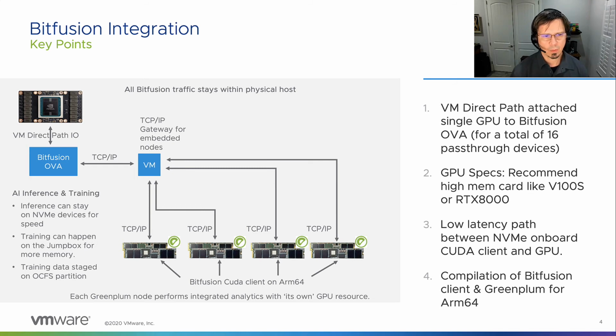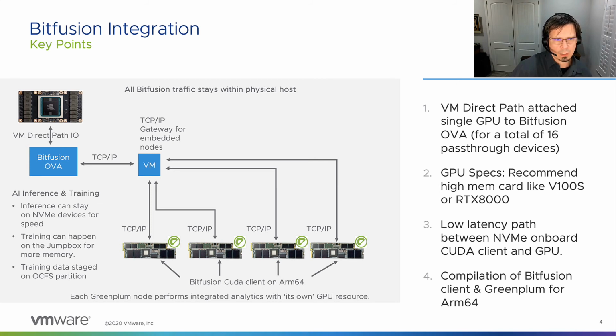So how do we GPU enable the computational storage? Well, what's interesting is that we were able to compile the Bitfusion CUDA client onto the ARM64 platform and run it directly in the Debian instance running on these devices. So the Greenplum installation itself actually believes that there's a local GPU running on the computational storage chip. In fact, the CUDA commands are redirected and sent out over the network to the Bitfusion OVA and are essentially executed on that local GPU.